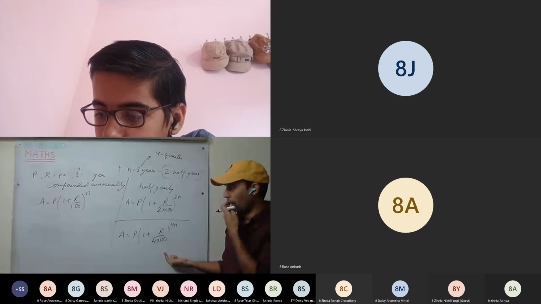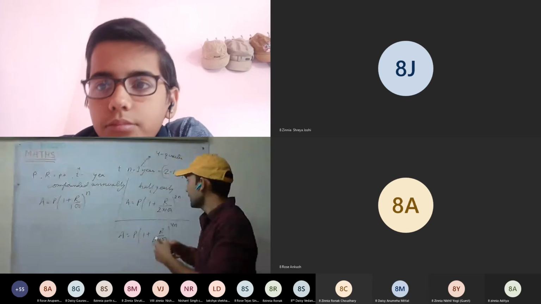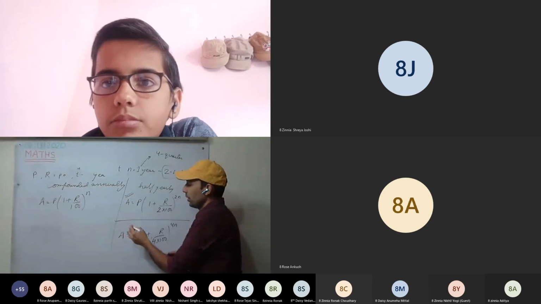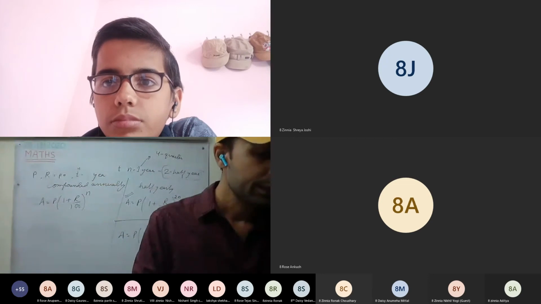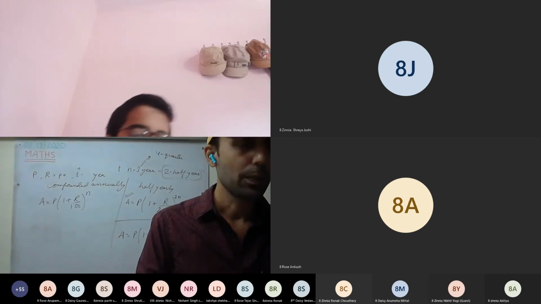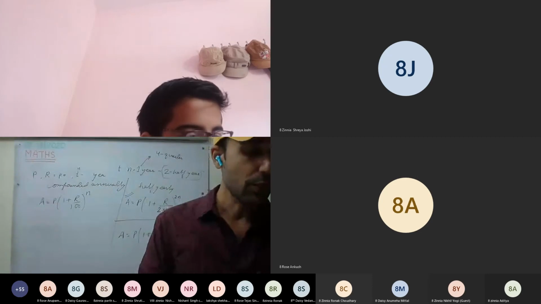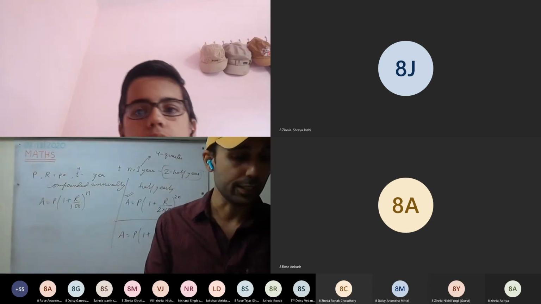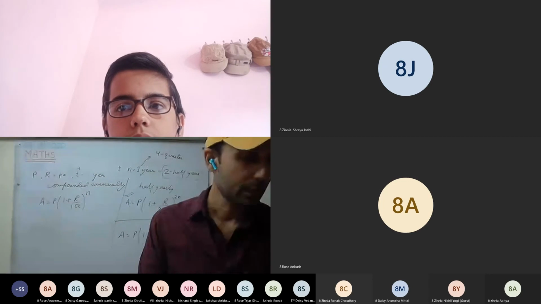Either we can use the formula, or see example 6. Please see example 6 once. Find the amount and the compound interest on rupees 1600 for 1 year at the rate of 10% per annum compounded half yearly.